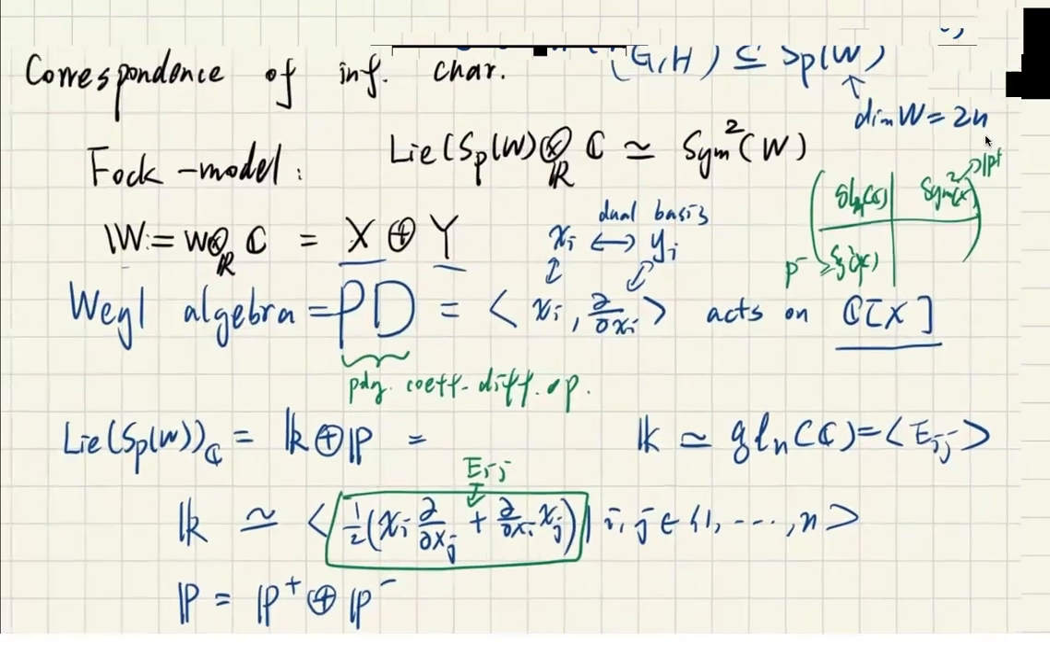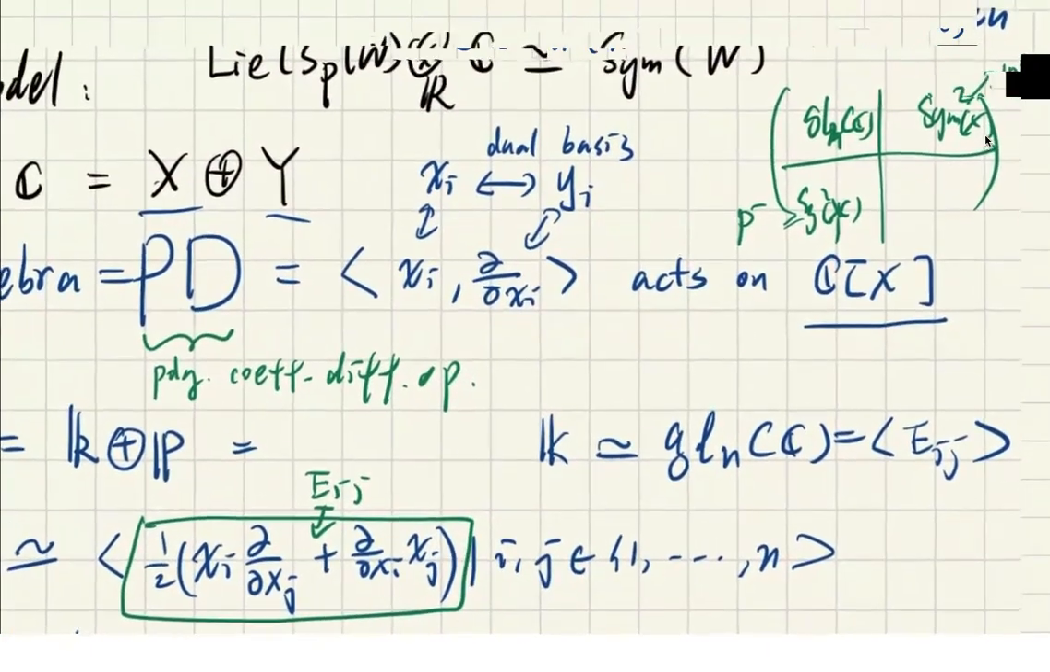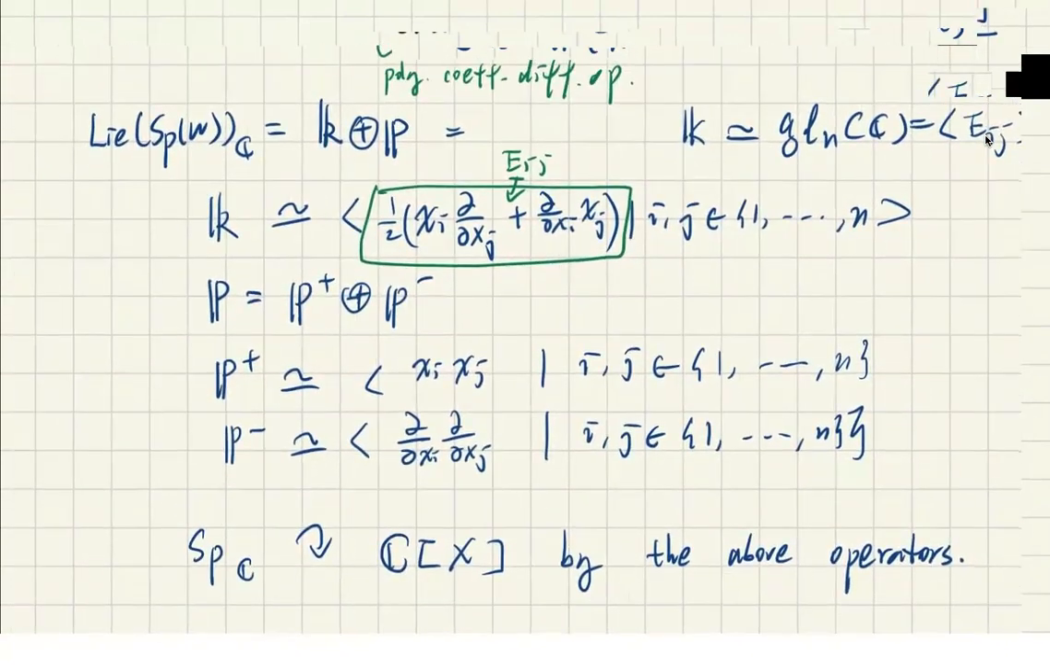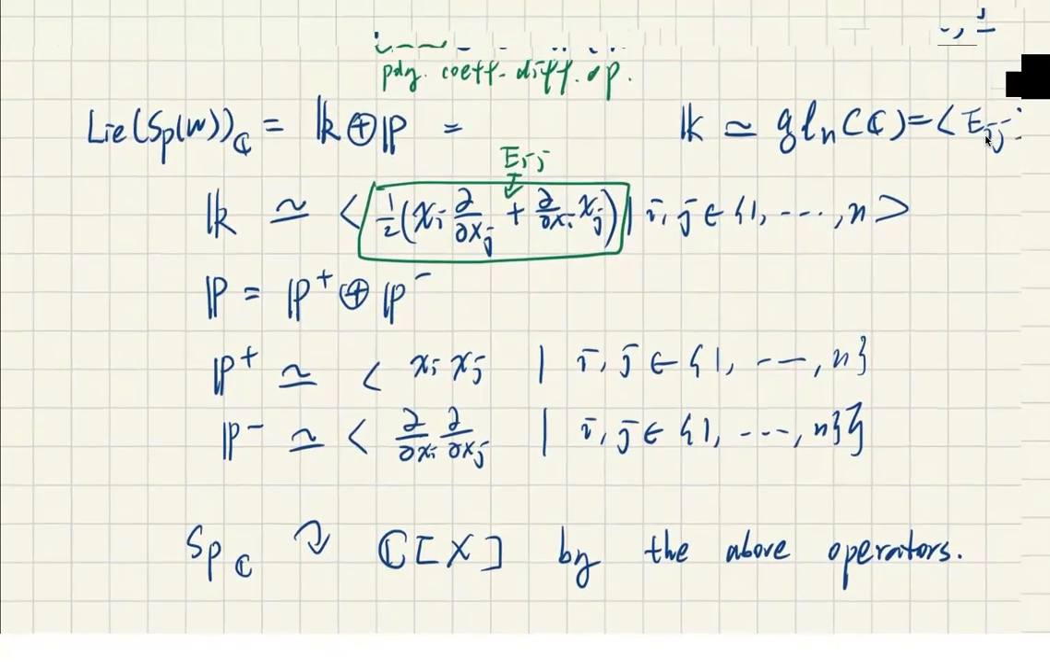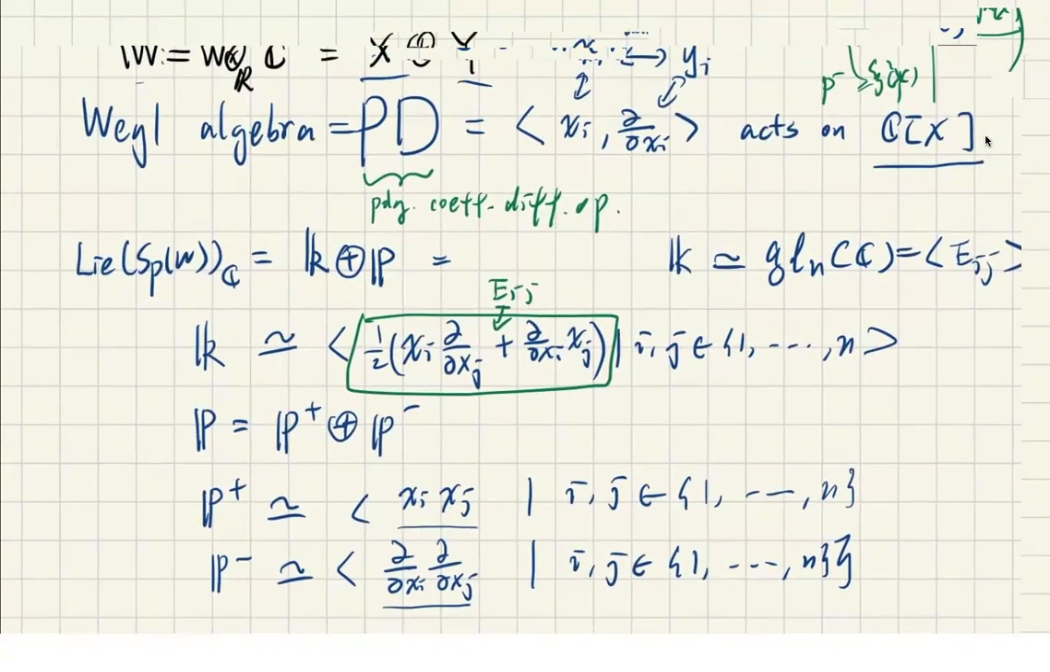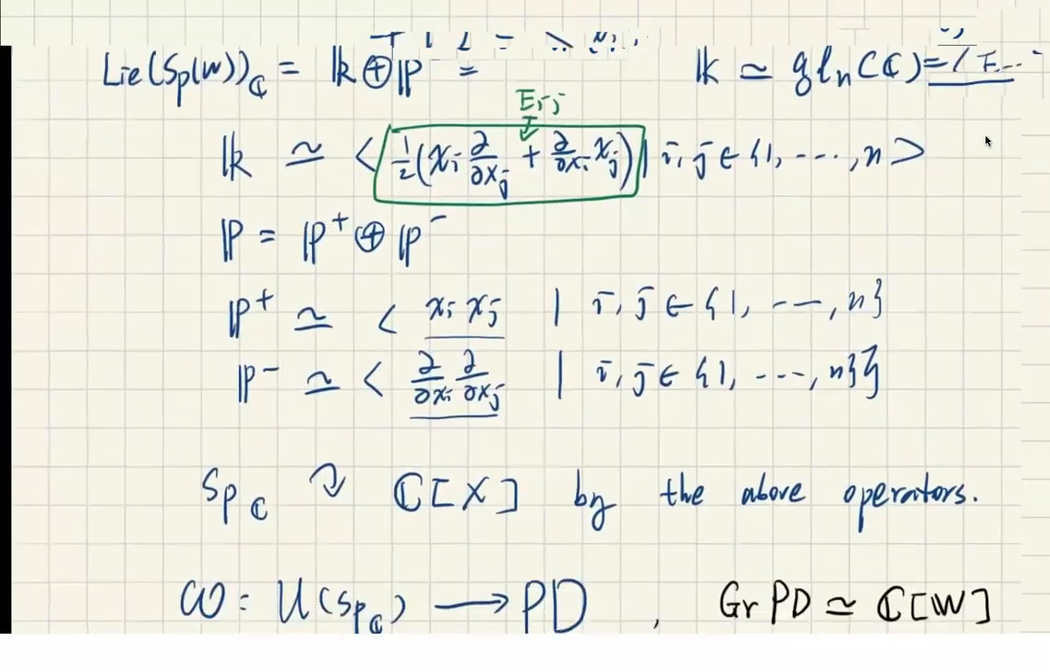I'm sorry, I'm writing so small, but this is the structure. Basically the p plus part corresponds to multiplying by quadratic polynomials x_i x_j, and the p minus part takes twice partial derivatives, partial x_i partial x_j. You know that x_i x_j is equal to x_j x_i, and taking partial derivatives also commute with each other, so therefore it corresponds to a symmetric square.